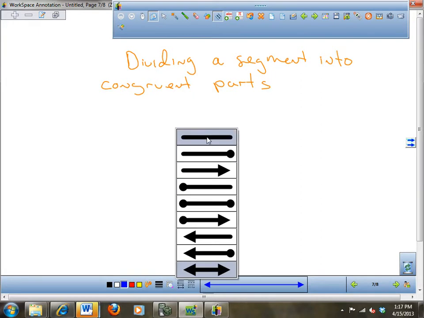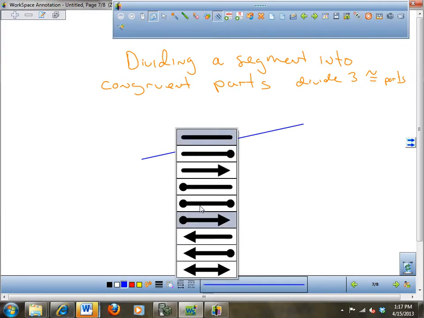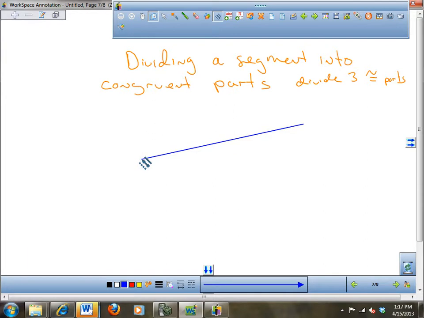Okay. So you have this segment right here, and I want to divide this up into 3 congruent parts. And you can divide it into 5 congruent parts, or 4 congruent parts. Divide it into 3 congruent parts. The way you do that is by first making a ray going off here, probably longer than this segment. So here's a ray. Now you take your compass.